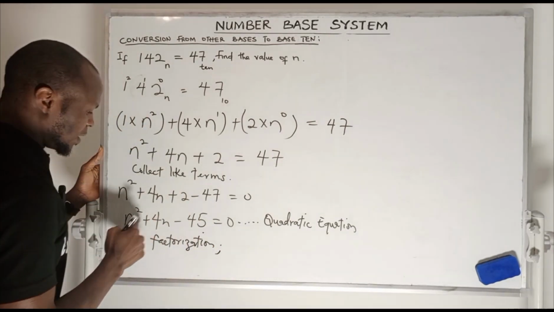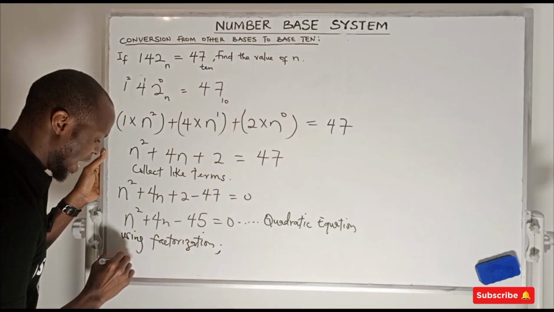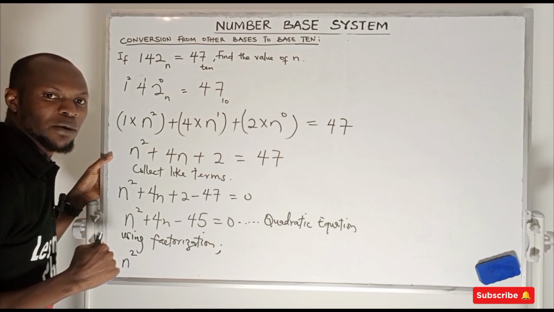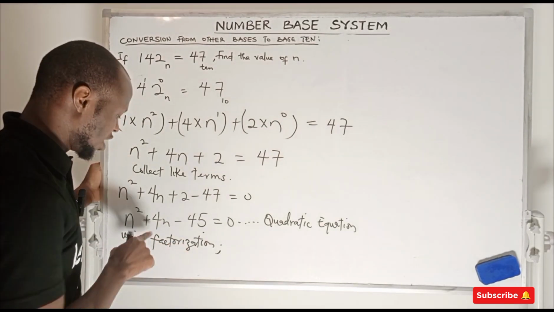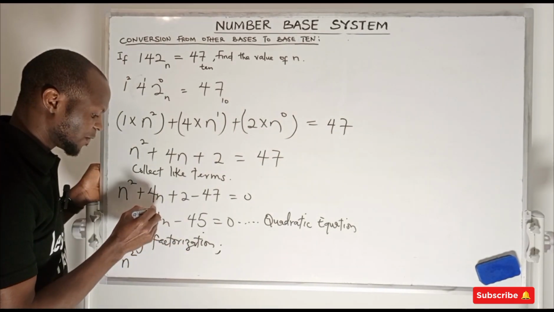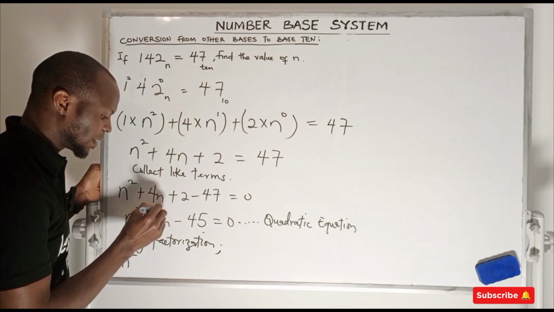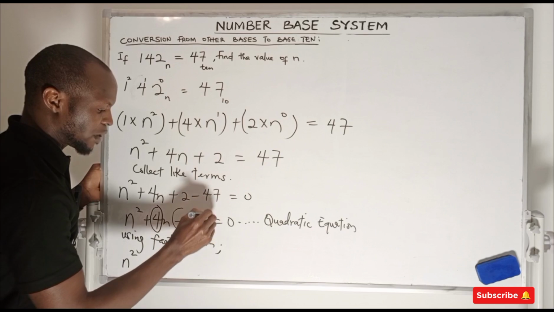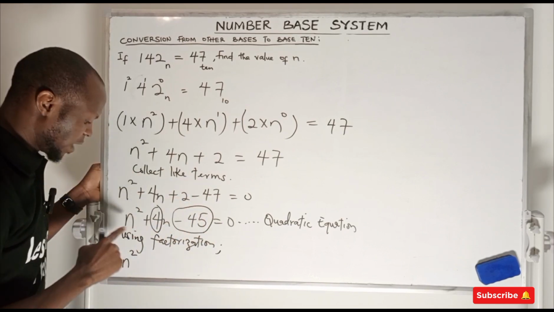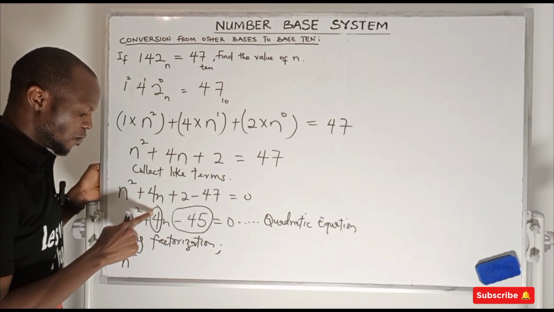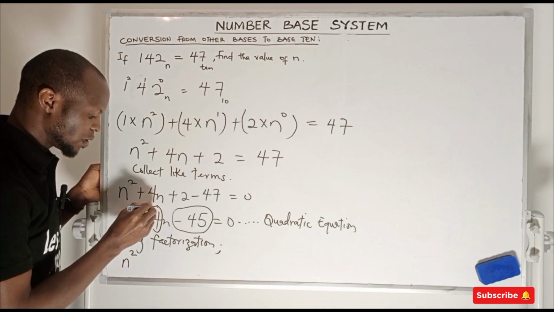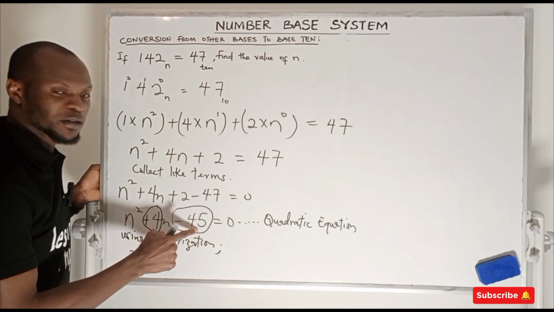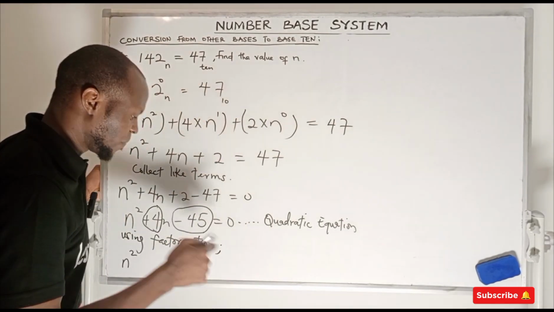Okay, now this expression will become n squared. What is the factor of 4? Now when it is added together or subtracted, it can give me 4, but when it is multiplied, it will give me minus 45. Don't forget, this plus 4 is known as the coefficient of n, while this minus 45 is known as the constant, all right?